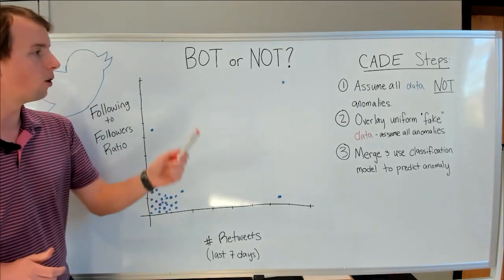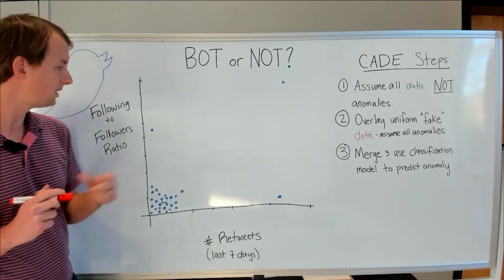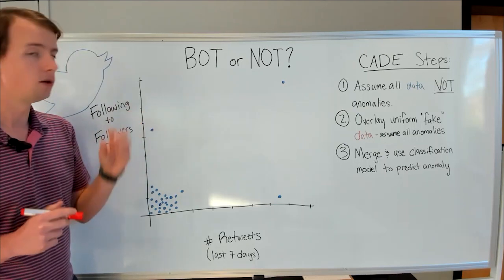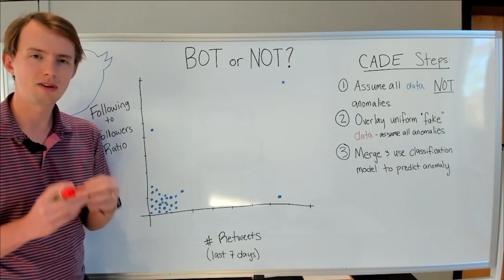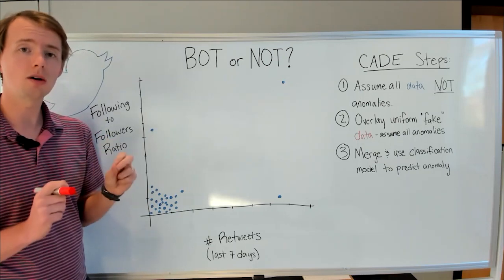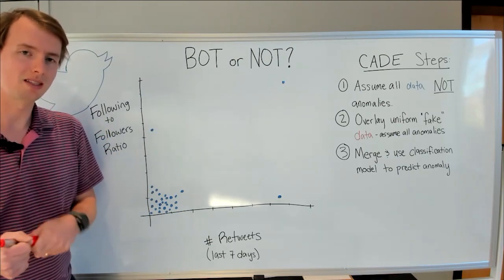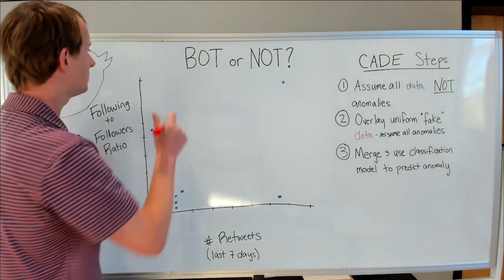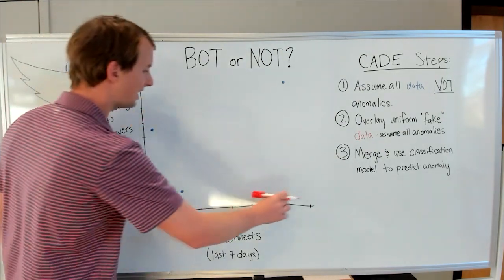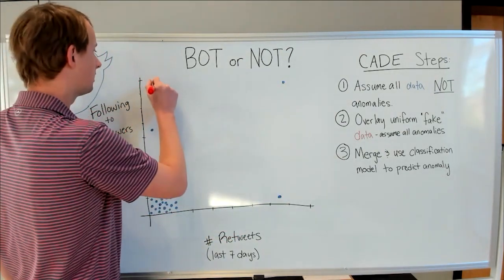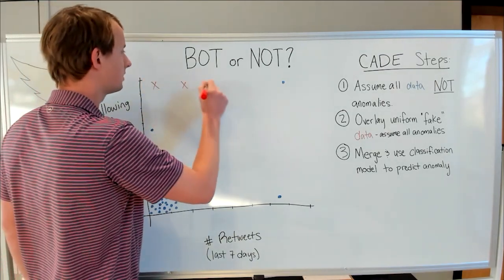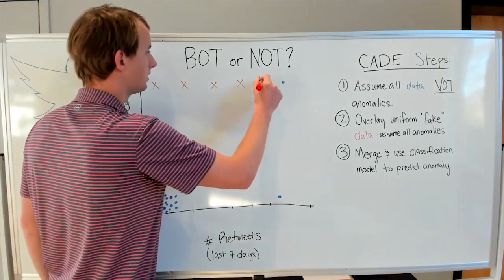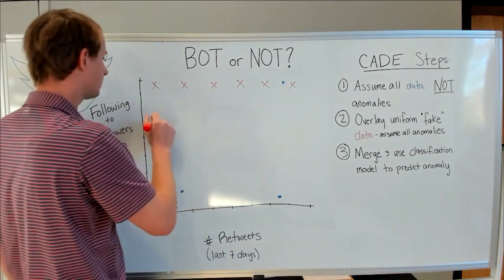Second, we're going to overlay the data with uniformly distributed fake data. And we're going to assume that all of those fake data are anomalies. So if I go ahead and do this, I want to make sure that this stays in the bounds of the data and distributed equally across this distribution.